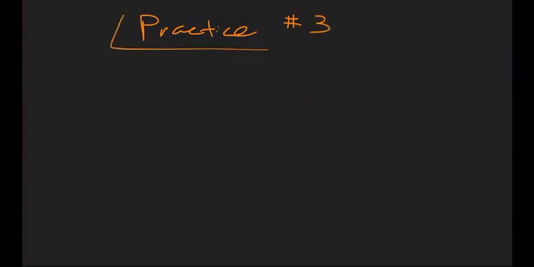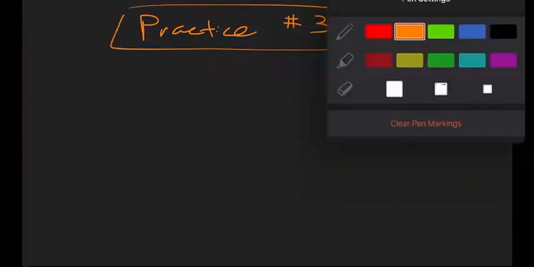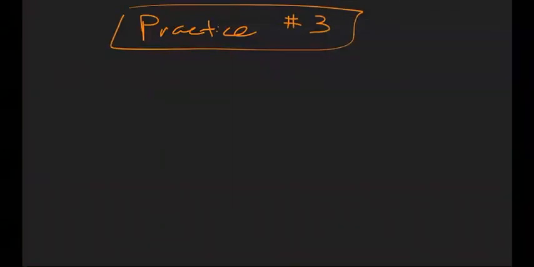Let's look at one last one together. Or rather, let's try it as a practice. Last practice. Practice number 3. Let's say cube root of 4 times 2 to the 1/3. So let's pause the video and go ahead and try this last one out.